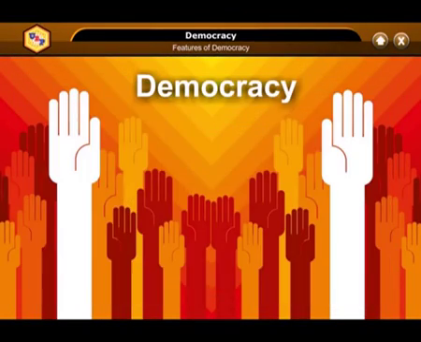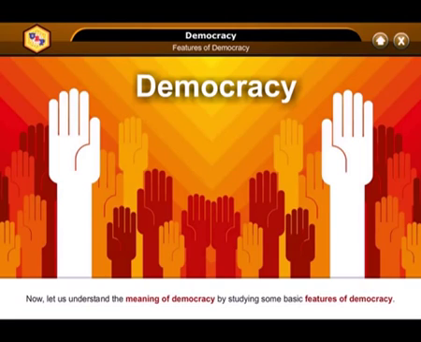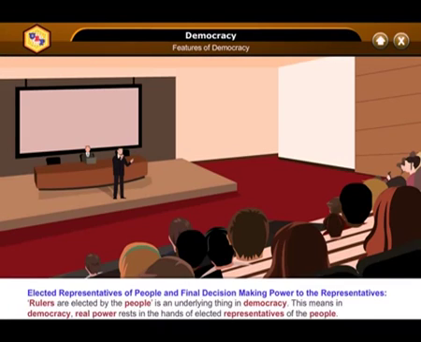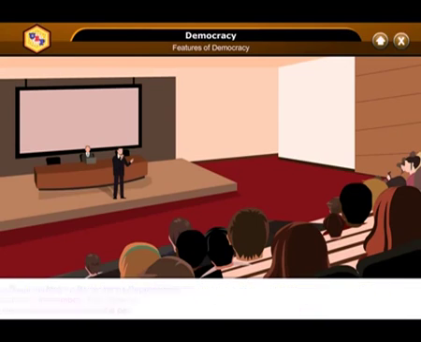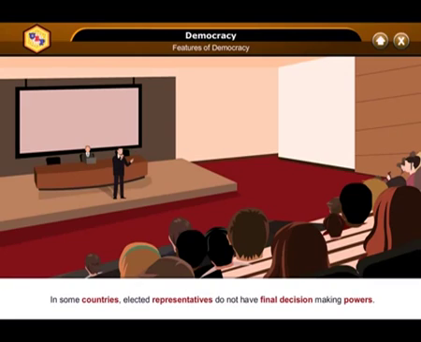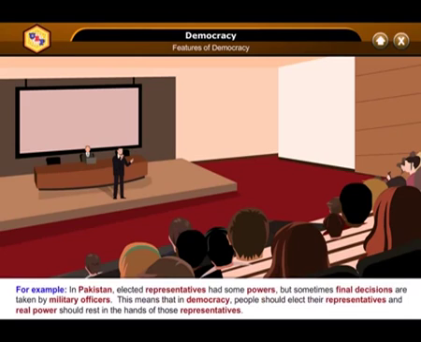Features of democracy. Now, let us understand the meaning of democracy by studying some basic features of democracy. Elected representatives of people and final decision-making power to the representatives. Rulers elected by the people is an underlying thing in democracy. This means in democracy, real power rests in the hands of elected representatives of the people. In some countries, elected representatives do not have final decision-making powers. For example, in Pakistan, elected representatives had some powers, but sometimes final decisions are taken by military officers. This means that in democracy, people should elect their representatives and real power should rest in the hands of those representatives.